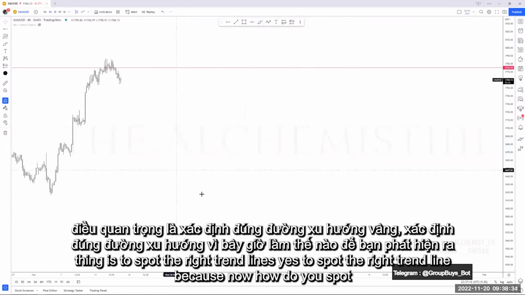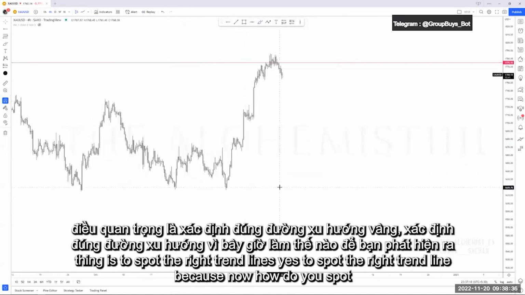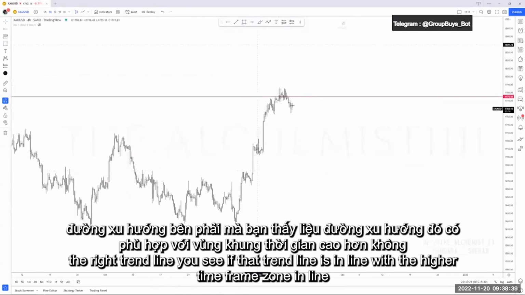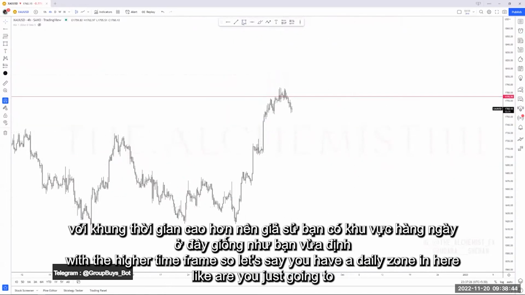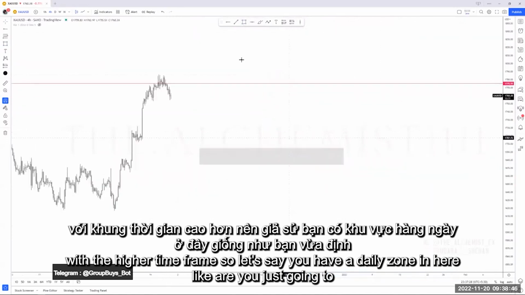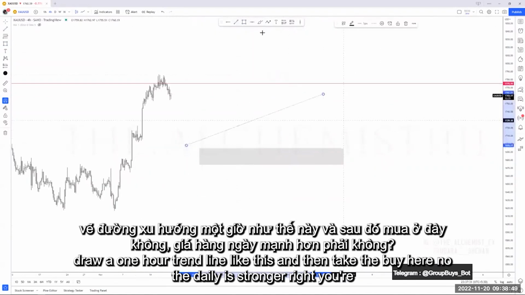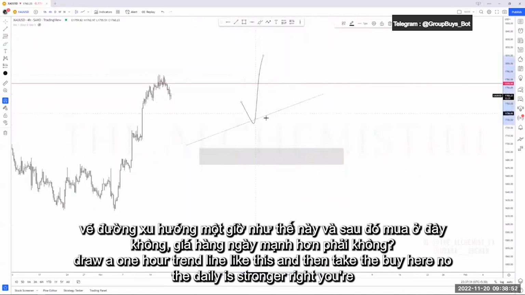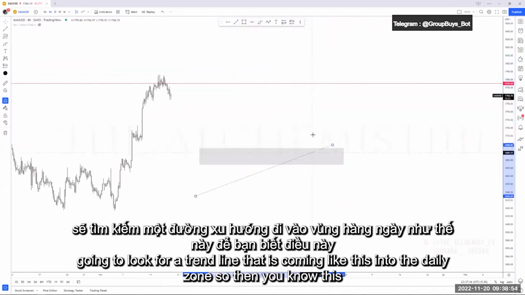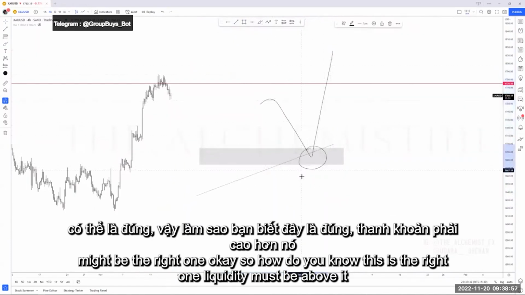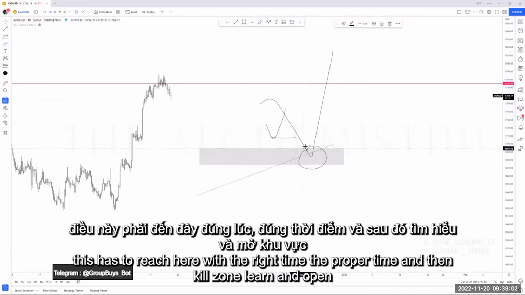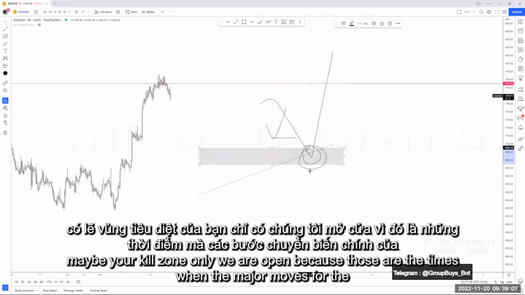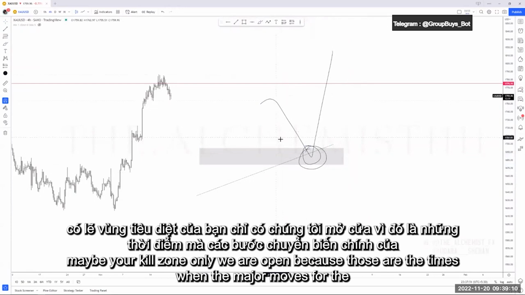The only thing is to spot the right trend lines. How do you spot the right trend line? You see if that trend line is in line with the higher time frame zone. Let's say you have a daily zone in here. Are you just going to draw a 1 hour trend line like this and take the buy here? No, the daily is stronger. You look for a trend line coming into the daily zone, so then you know this might be the right one. How do you know? Liquidity must be above it. This has to reach here at the proper time: London kill zone, London open, New York kill zone, or New York open, because those are the times when the major moves for the day happen.